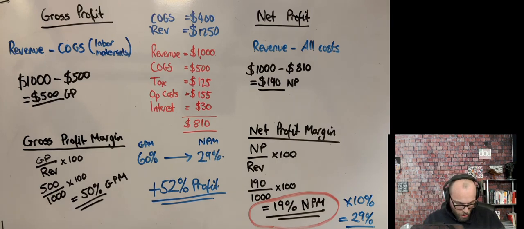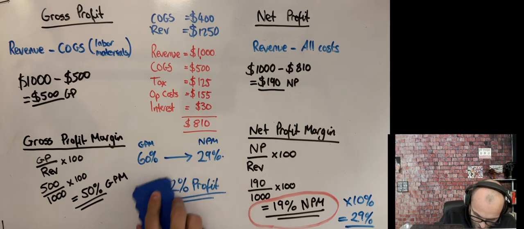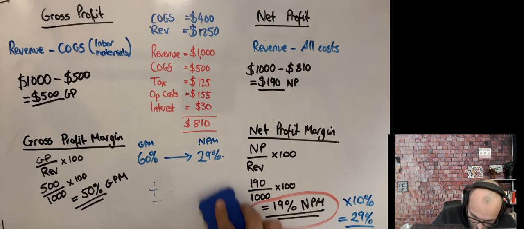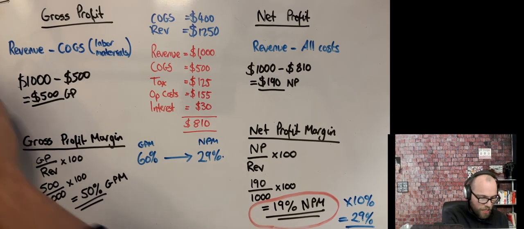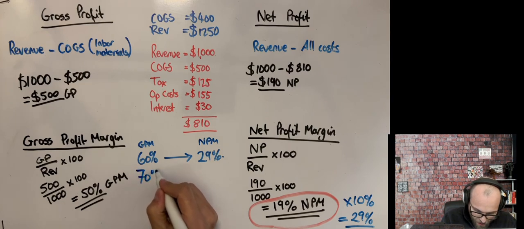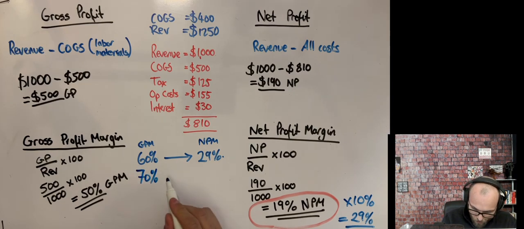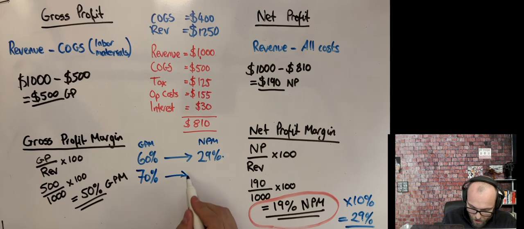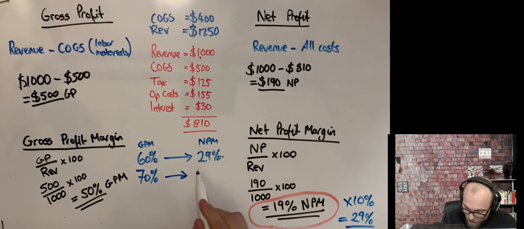So if you can increase your gross profit, it will increase your net profit, but it does it in a very different way. So I'm going to show you some other parts to this. And we'll just take this to the next few stages just to show you how powerful this can be. If we can get this side to 70%, then what this does is it puts your net profit margin, that would be 39%.